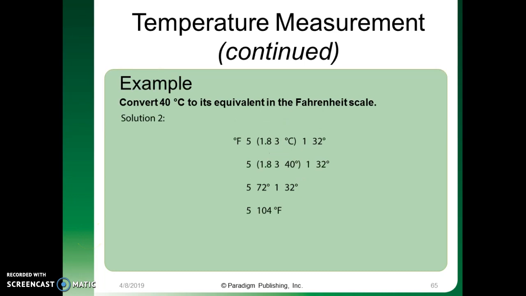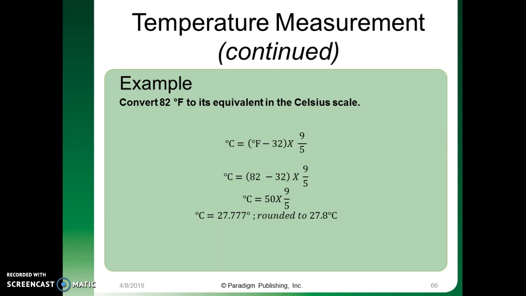Now converting 82 degrees Fahrenheit to Celsius, the known value is Fahrenheit. So the equation we're going to use is Fahrenheit minus 32 times 5 divided by 9. So 82 minus 32 is 50. Multiply that by 5 divided by 9 and that will give us 27.777 degrees.